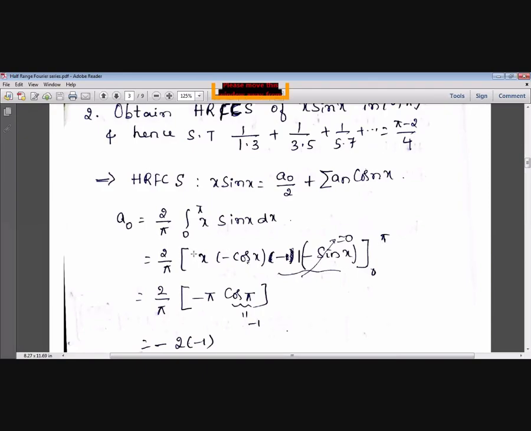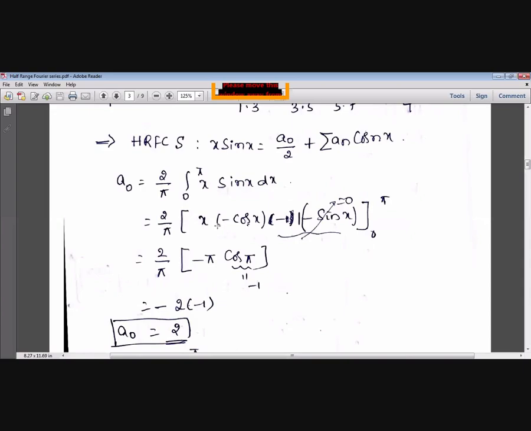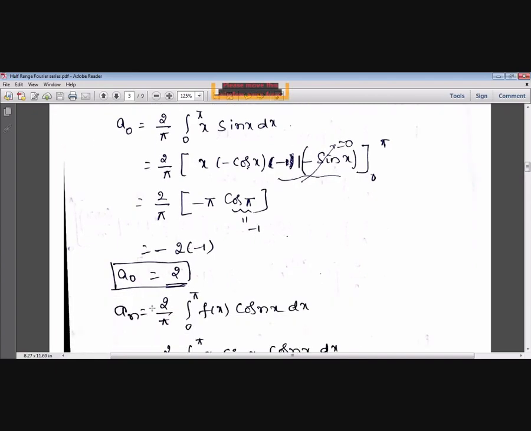For the first term, since x is 0 at the lower limit, it will become 0. Only for the upper limit we need to substitute the value, that is pi. Minus pi cos pi. Cos pi is minus 1. Cos of an odd multiple of pi is minus 1. Cos of an even multiple of pi is 1. Okay, cos pi is minus 1. Substitute here, you will get a0 as 2.